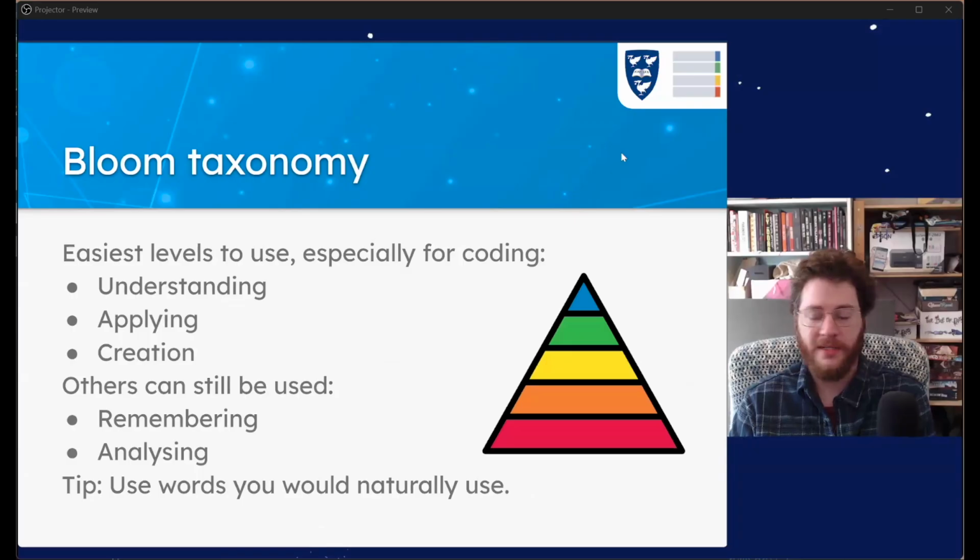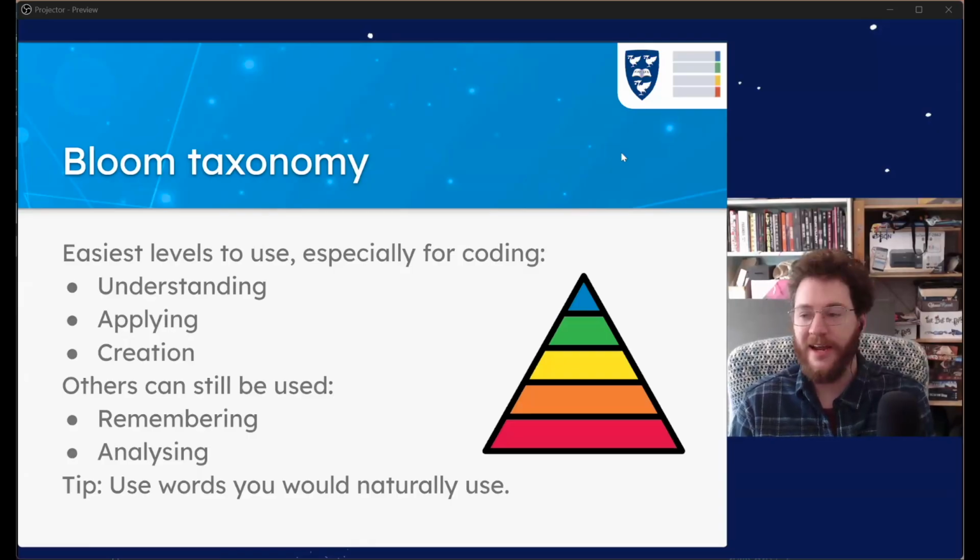And then of course there's Bloom's taxonomy. With this, we're only going to use 3 levels as the default. And these 3 levels for coding are understanding, applying, and creation. You can think of it as understanding how to use code, applying that code, and then creating your own code, which is the way I like to think of it. But of course, we can still use remembering and analyzing if you feel that's appropriate.